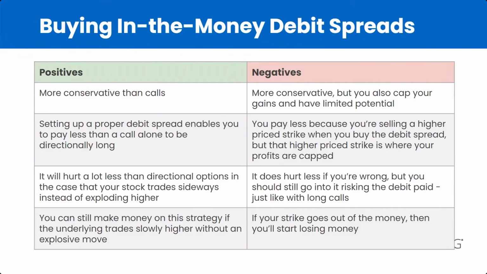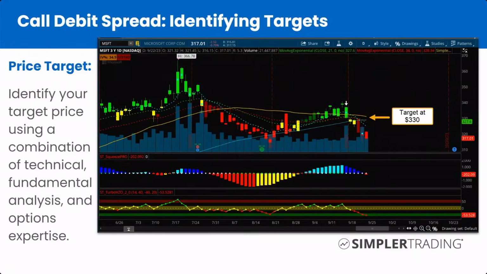The negatives include the fact that it's more conservative, but you also cap your gains and have limited potential. You pay less because you're selling a higher price strike when you buy the debit spread, but that higher price strike is where your profits are capped. It does hurt less if you're wrong, but you should still go into it risking the debit paid, just like with long calls. If your strike goes out of the money, then you'll start losing money.